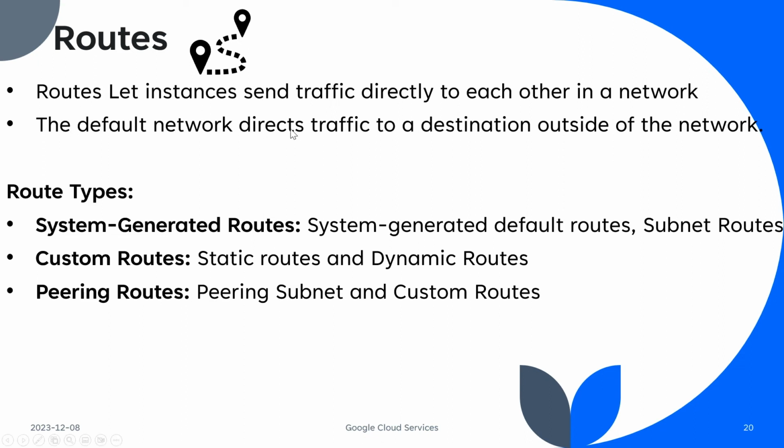And the default network route directs traffic to a destination outside of the network. So there are three types of routes: system generated route. System generated routes are of two types: system generated default route and subnet route. Then we have custom route, which is again of two types, static route and dynamic route. And then we have the peering route. Peering route, I will cover in the next session because this is very important. Peering and all this VPN connectivity, we will cover in the next session because the next session is going to be very, very advanced. So I will cover these two one, okay?